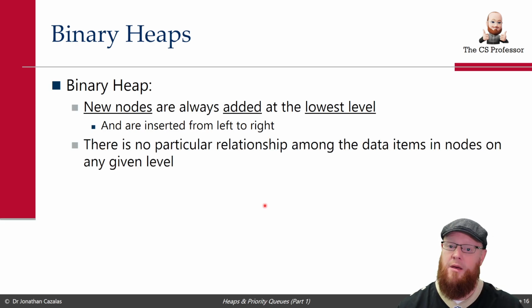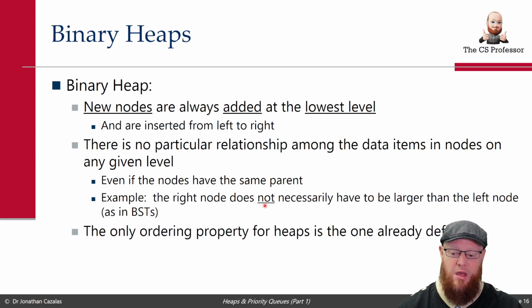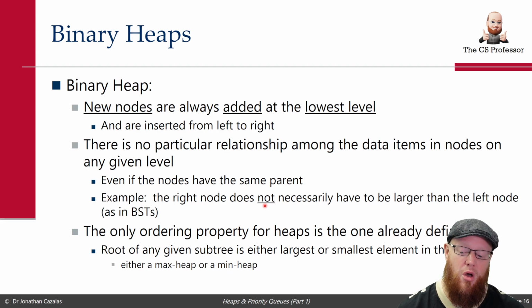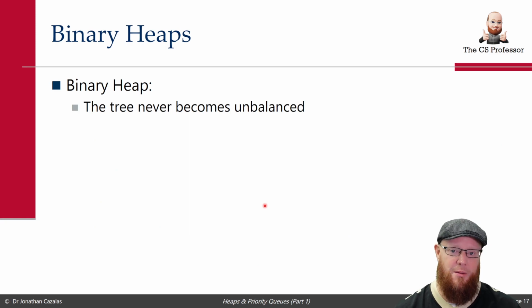left to right. Important to mention again, there is no relationship between the data items of a given level. Even if the nodes have the same parent, there's no relationship between the siblings. You can't say the left will be smaller or the right will be larger. There's no relationship among those siblings. The only ordering property of a heap is the one already defined, where it's either going to be a max heap or it's going to be a min heap.